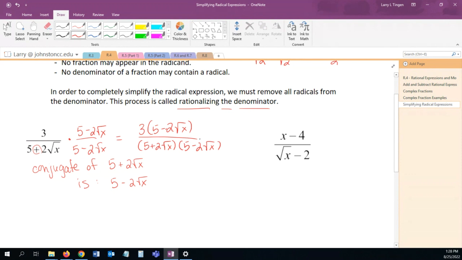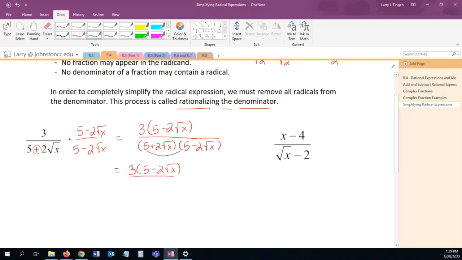Well, you probably can deduce that if my goal is to get rid of the radical in the denominator, I'm probably doing something that's going to help me with that process. And that's exactly right. So I got 3 times 5 minus 2 root x over, now we FOIL, right?